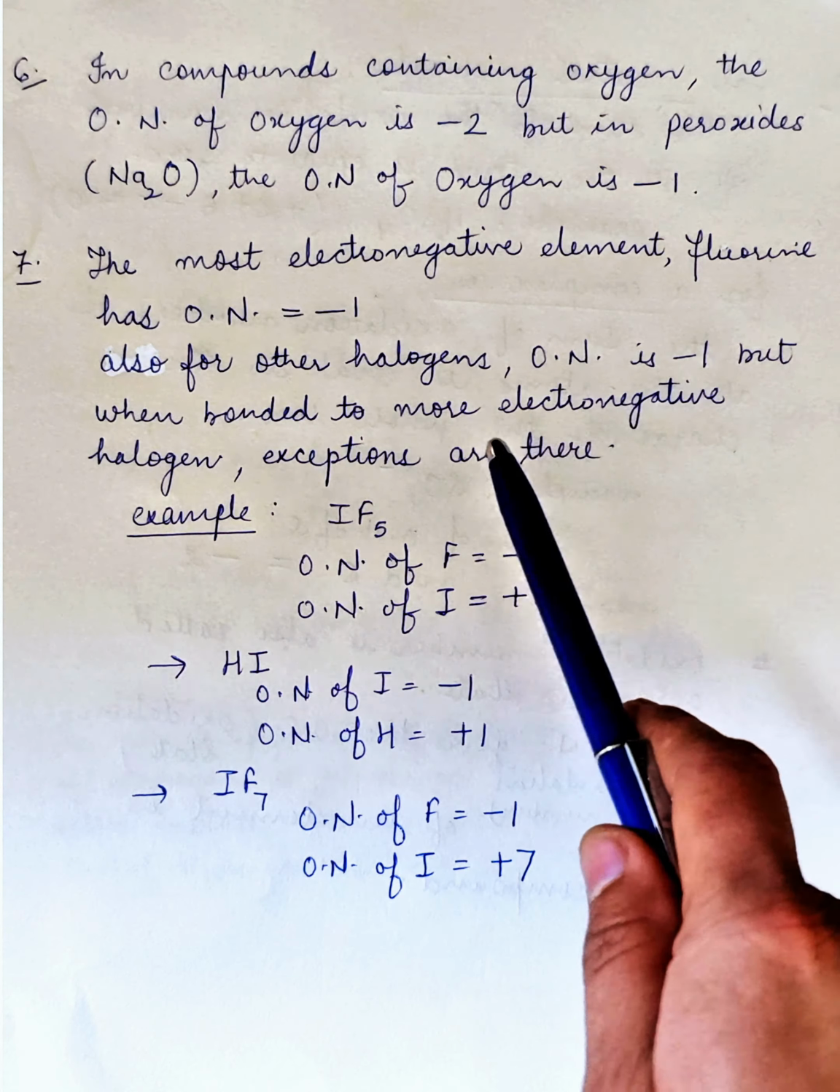In a simpler case, hydrogen iodide: here, iodine is more electronegative than hydrogen. So the negative oxidation number corresponds to iodine, but the oxidation number of hydrogen will be +1 here. In another example, IF7, fluorine is more electronegative, so the oxidation number of fluorine will be -1 and the oxidation number of iodine will be +7.